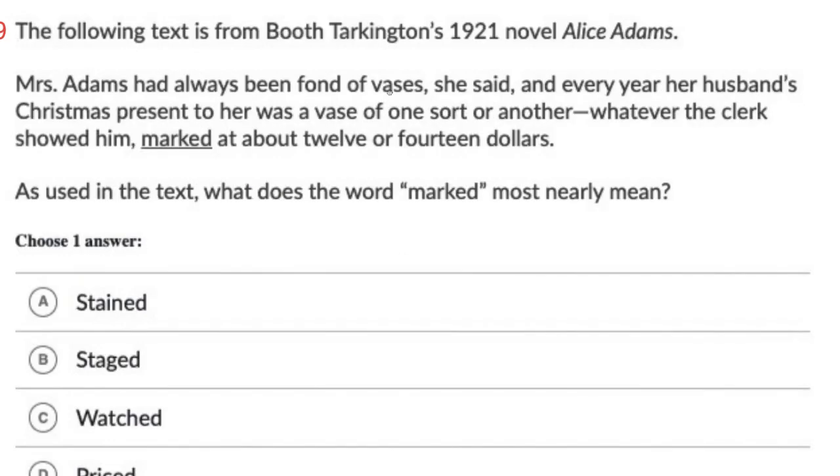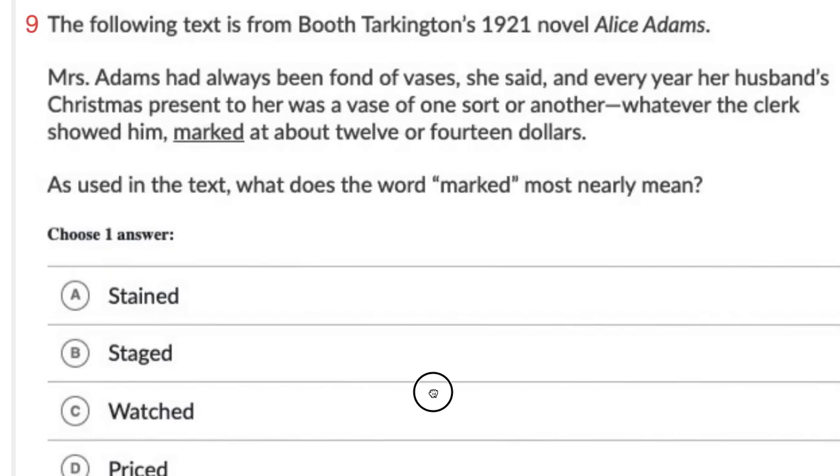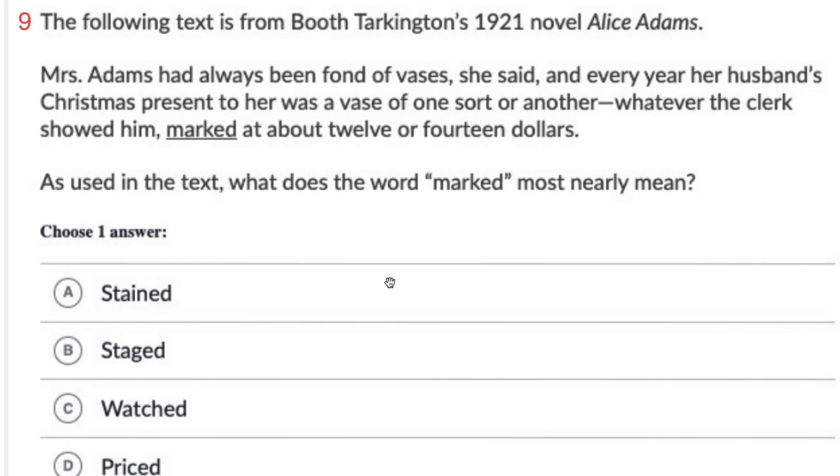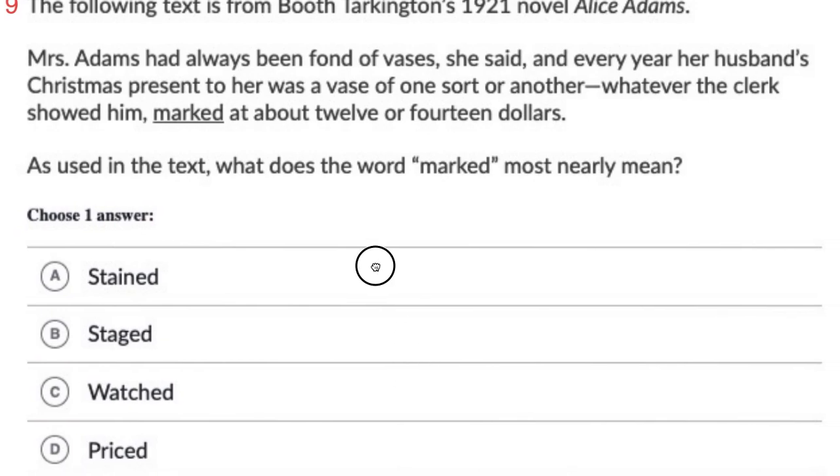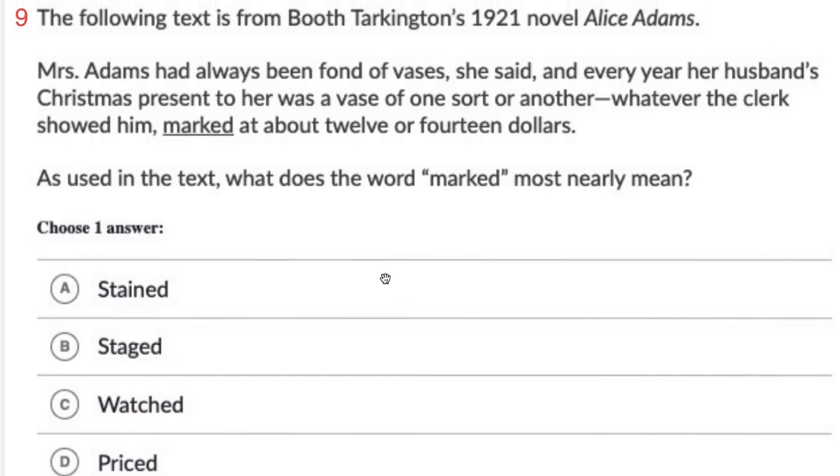Yep. Number 9, the text is from this novel, Alice Adams. Miss Adams had always been fond of vases, and every year her husband's Christmas present to her was a vase of one sort or another. Whatever the clerk showed him, blank at about $12 or $14. So, okay, well, valued. You can value something in dollars.